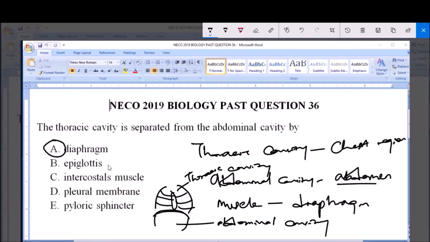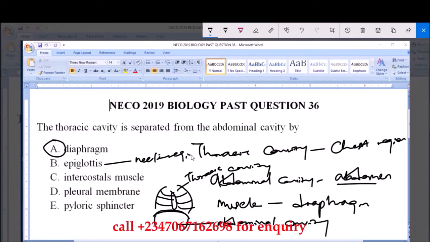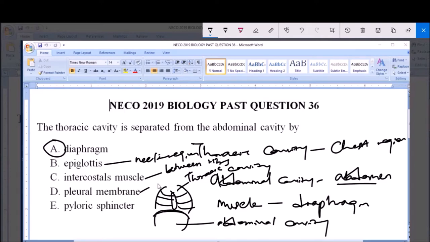Now the epiglottis is found in the neck region. The intercostal muscles are the muscles between the ribs. The pleural membrane is the membrane that covers the lungs. And the pyloric sphincter is a sphincter present in the pylorus of the stomach, where the stomach enters into the duodenum. So the answer to this question is the diaphragm. The diaphragm is a muscle that separates the thoracic cavity from the abdominal cavity.